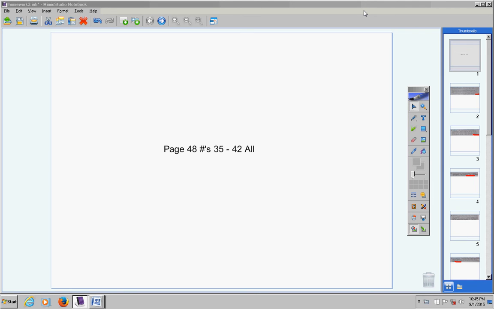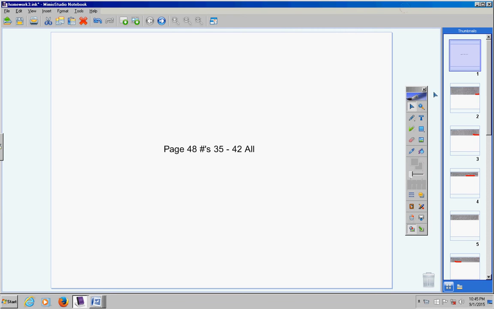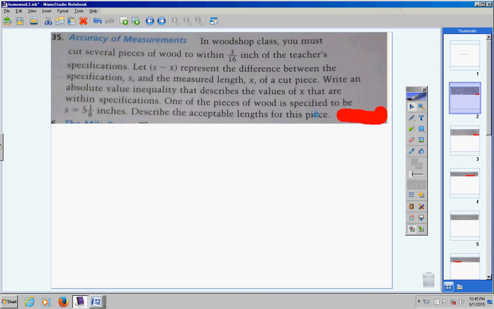For students, the homework help video, page 48, numbers 35 through 42, all. Now these are word problems. Some of you might find these challenging while others might not. So please bear with me, take really good notes, pay attention, and I will help you understand these problems.